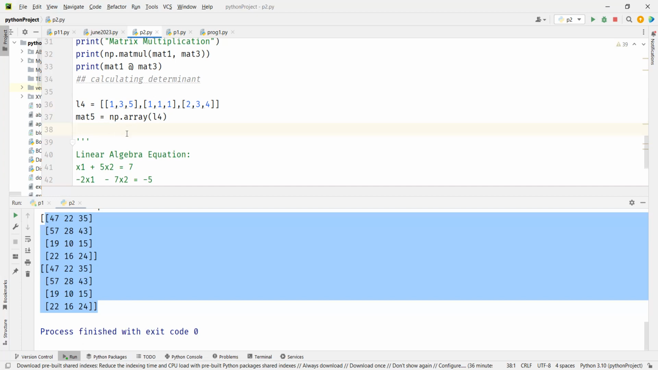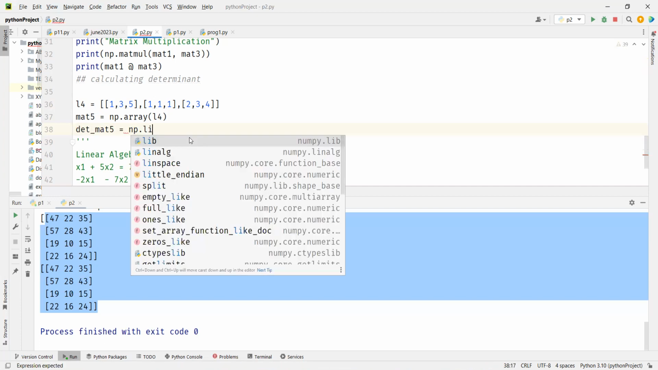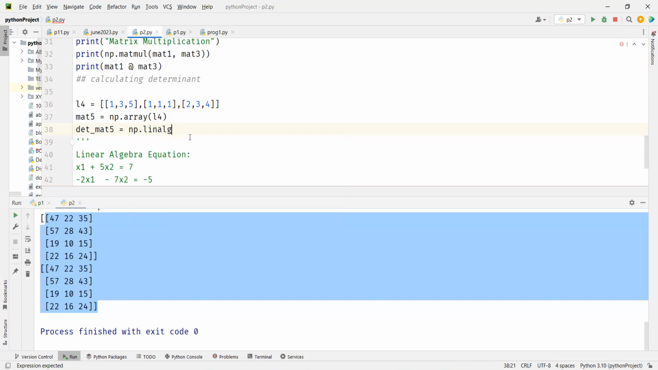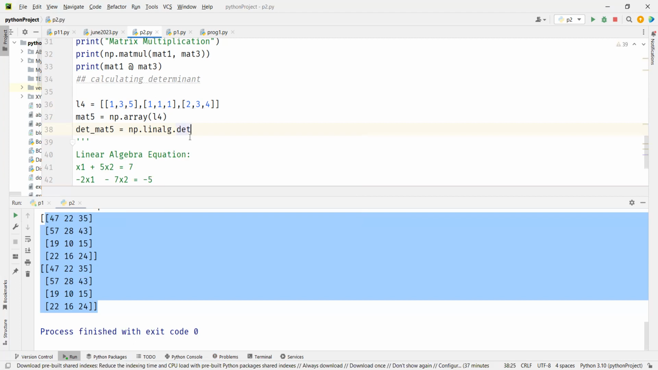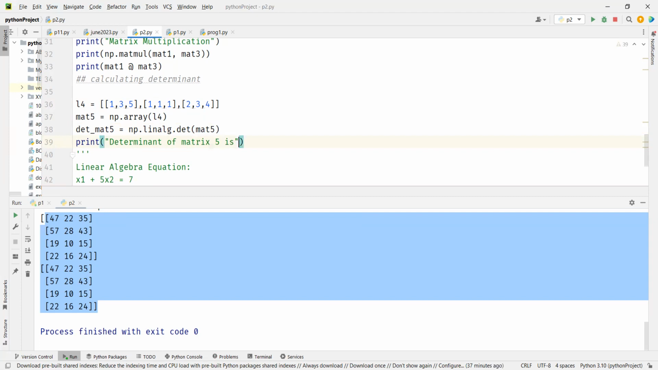Okay, mat5 is ready. Now we have to use the linear algebra class. So how do I do that? I'm going to say determinant of mat5 equal to np.linalg.det. You see, there's a function called det here. So determinant of mat5. Okay, print here: determinant of matrix 5 is det mat5.